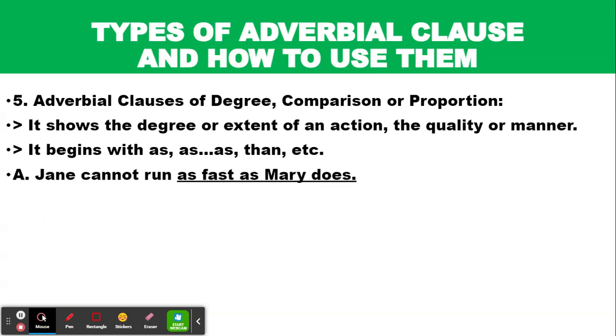Let's look at a few examples. A, Jane cannot run as fast as Mary does. You see, Jane cannot run as fast as Mary does. So, as fast as Mary does is an adverb of degree and an adverb of comparison as well, because it compares the speed of Mary with the speed of Jane. Okay, so that's what it does.